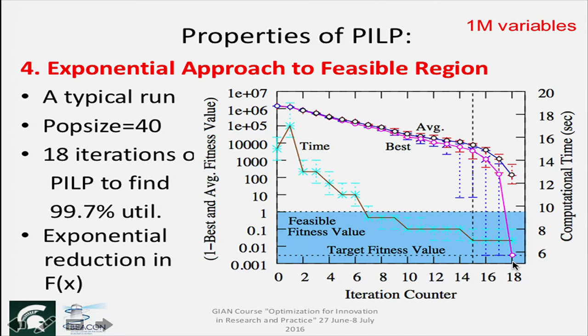So can you imagine a 1 million variable problem with 40 population size, I need only 18 iterations to find a 99.7% metal is a very good solution. So you can imagine how fast it is, and you can see that it shows that exponentially the points are getting towards the optima. Okay.